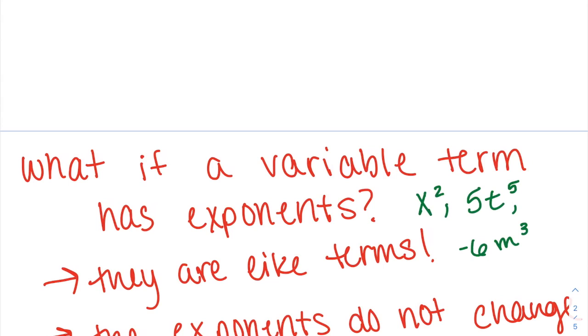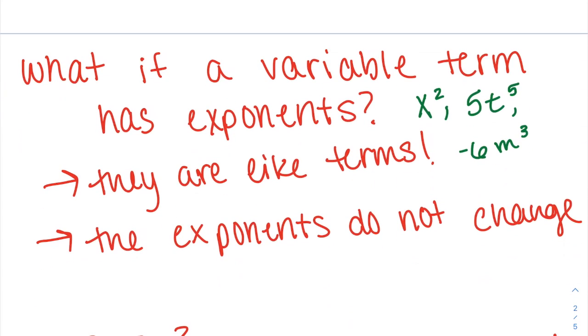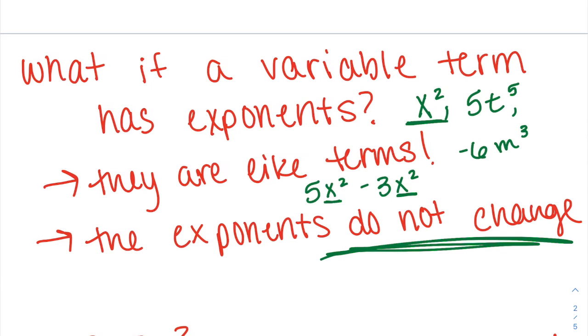What if I have terms with exponents? Well, if we have two of the same terms, so two of the same kind of exponents, so if I have 5x squared minus 3x squared, those are like terms. They have the same exact variable with the same exact exponent. And when I combine these like terms, the exponents are not going to change. They are going to stay the same.